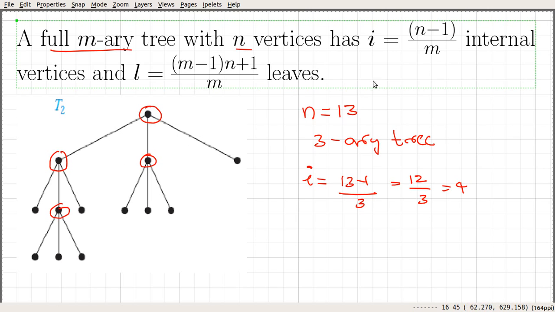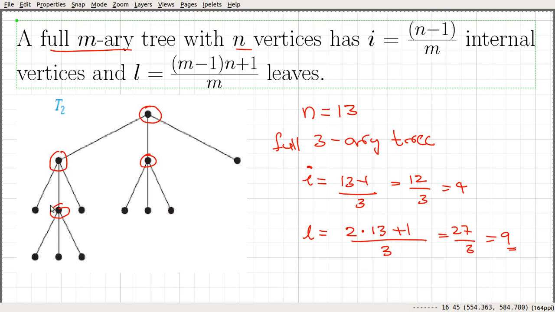Again, we can see that it is a full 3-ary tree. If the tree is not full, then it might not hold. So let's find the number of leaves. We use this equation: m minus 1 is 2, so 2 times 13 plus 1, divided by 3. That is 27 divided by 3, which is equal to 9.